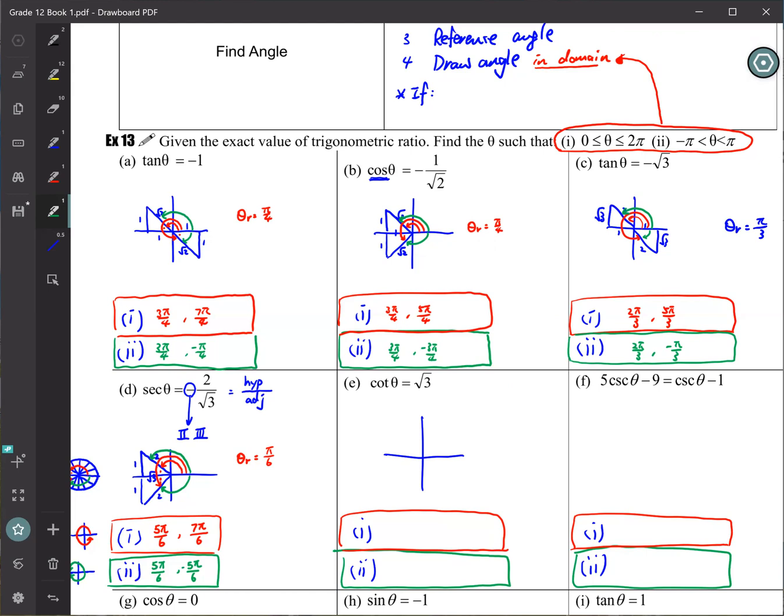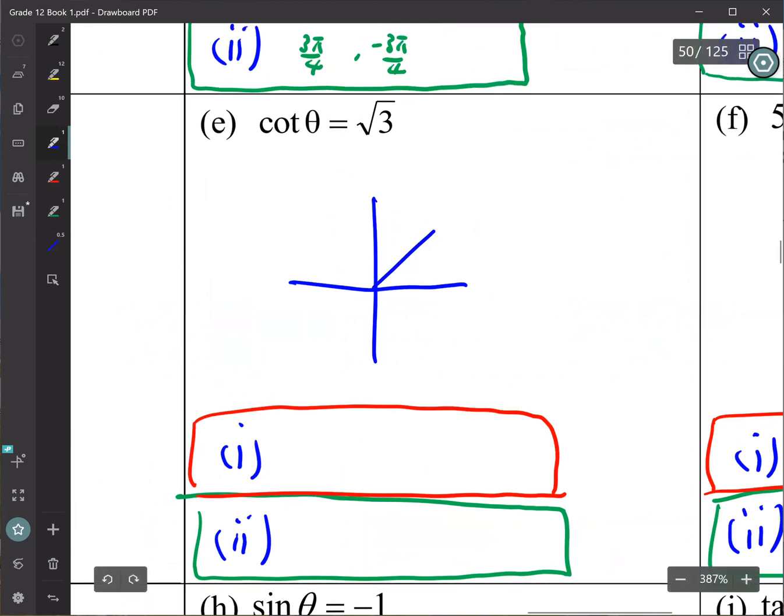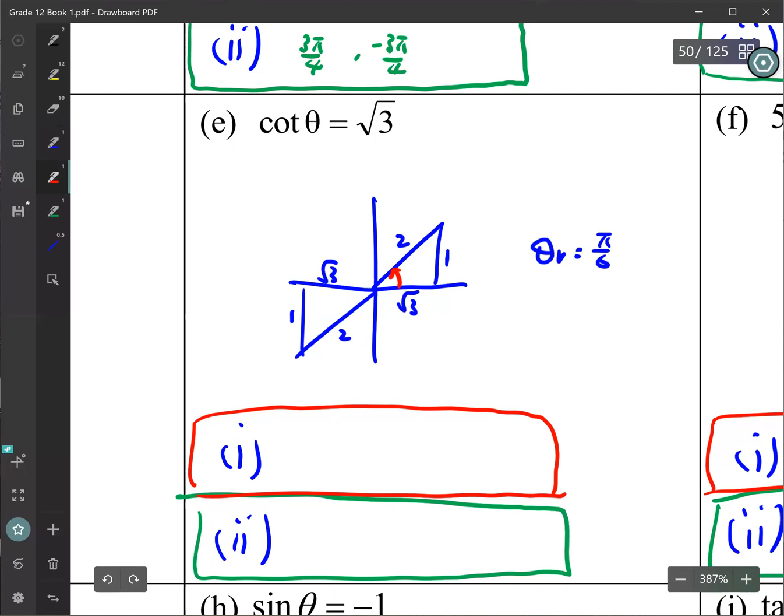All right, next one. Trudy, which quadrant? Quadrant 1 and 3, very good. Okay, so what do we put on the sides? Hypotenuse is 2. Adjacent is root 3. Okay, so the last one will be 1. So root 3 there, 1 and 2. So what's the reference? The reference is pi over 6. Very good. Okay, the first red, pi over 6. Okay, second red, and then 7 pi over 6.